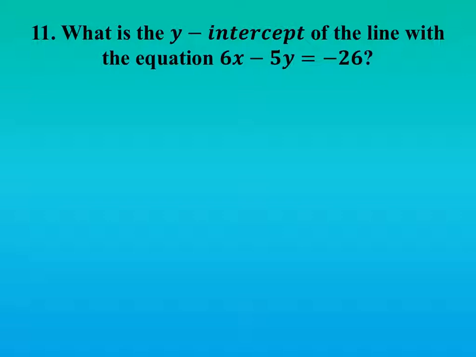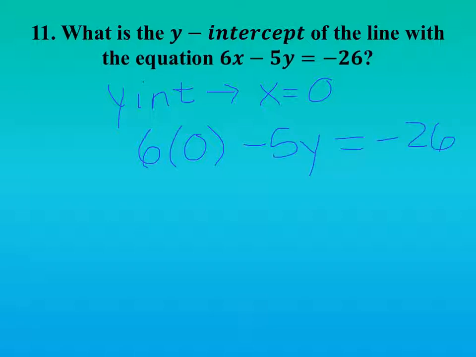Well, like we always say, we're super duper smart. Y-intercept means x equals 0. So I do 6 times 0 minus 5y equals negative 26. Well, what's 6 times 0? Nothing. So minus 5y equals negative 26. How am I going to get rid of this negative 5y? Well, I'm going to divide. So y equals 26 divided by 5.